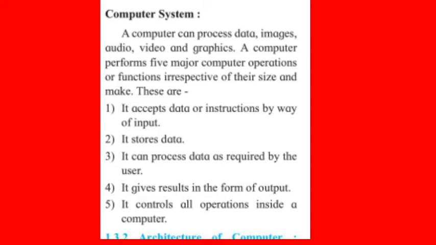So let me focus on the fourth point. It gives results in the form of output. If we provide two numbers as input and perform addition, then after performing the calculation, it generates one number, and that number we term as output. Fifth, it controls all operations inside a computer. We know that a computer is multitasking, which means at the same time it performs so many operations within fractions of seconds. So these are the 5 major operations or tasks performed by a normal computer.